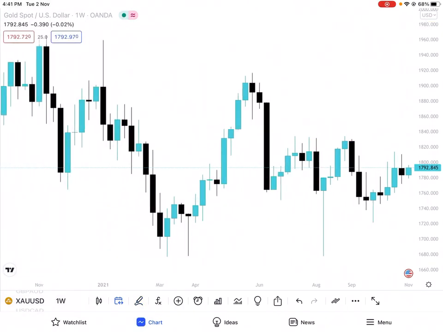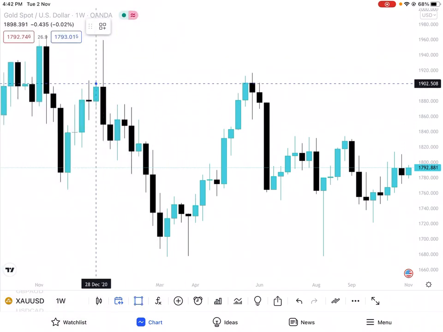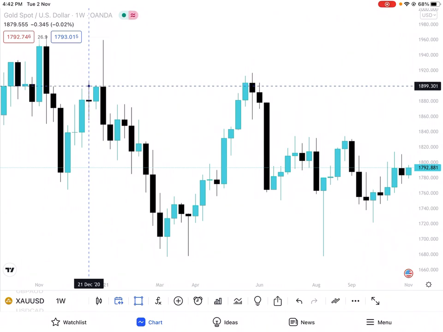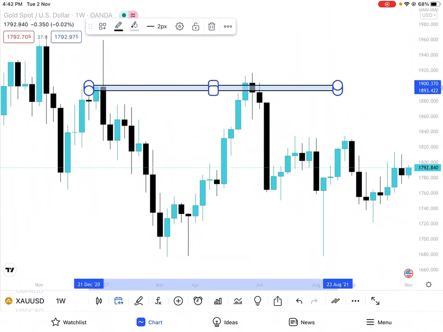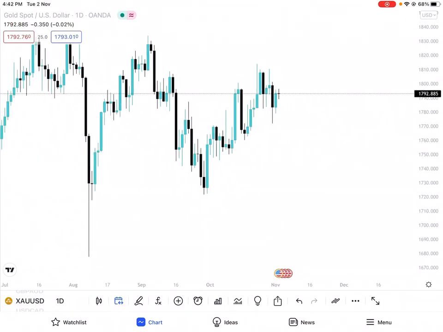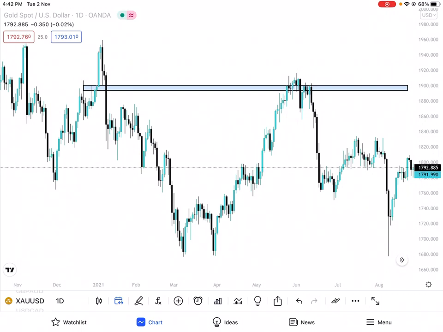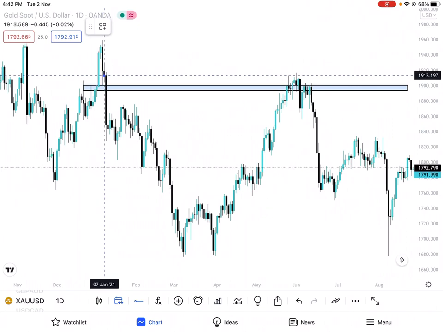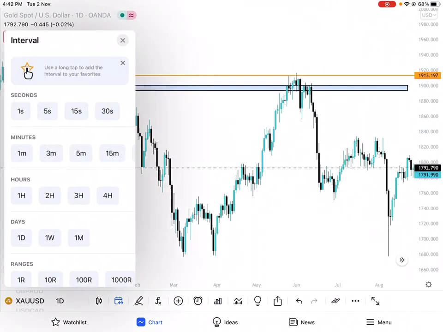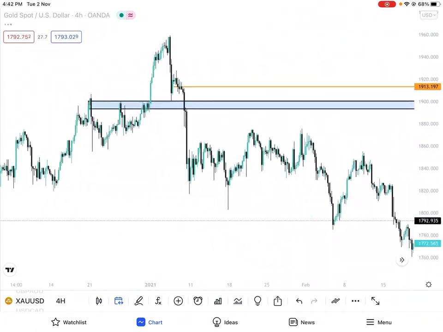For example here, on weekly, we see the price has broken this support level. But then we can precise this zone, precise it to daily. On daily we see the open close level here, and close. Maybe we can change to H4 to filter it more.